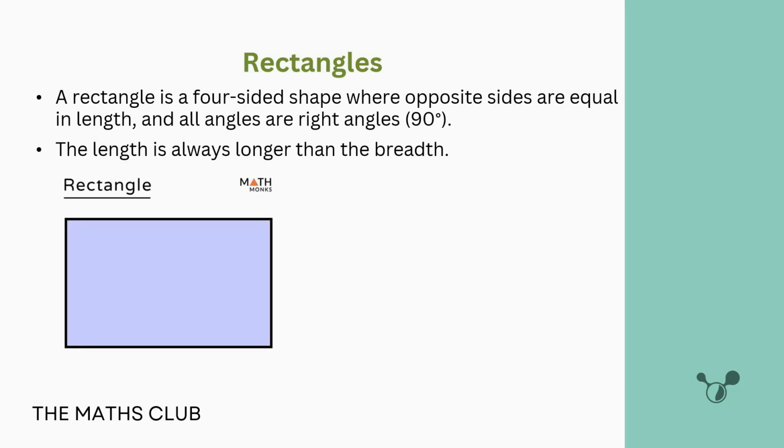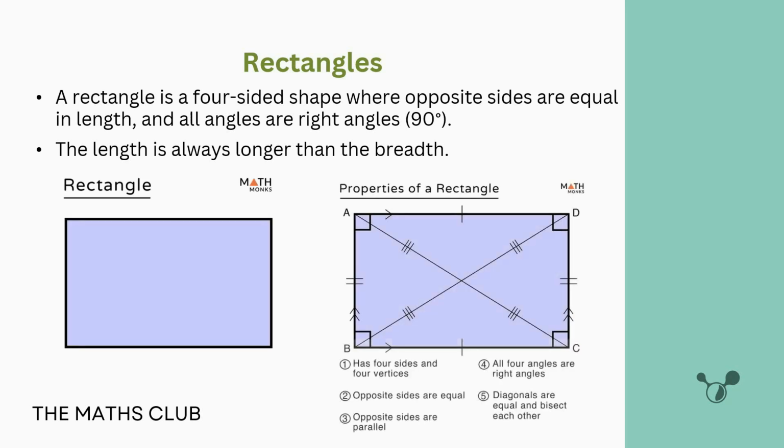We see an example of what a rectangle symbolizes, and look at this diagram. We're looking at the properties of a rectangle. First one says that it has 4 sides and 4 vertices. So you can see this side 1, side 2, side 3, and side 4.